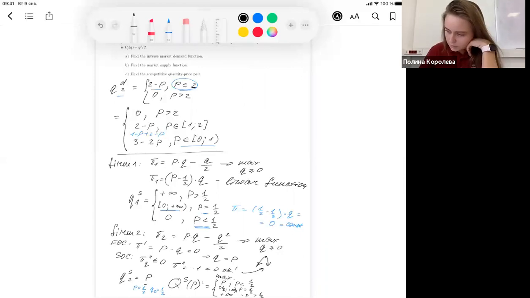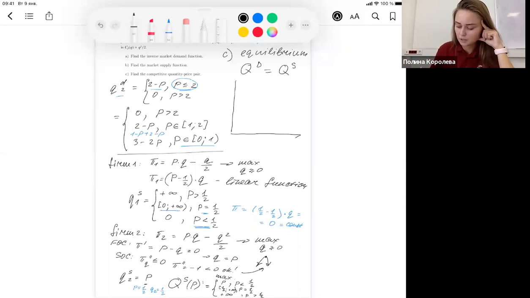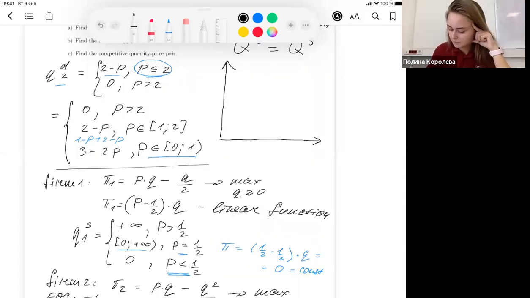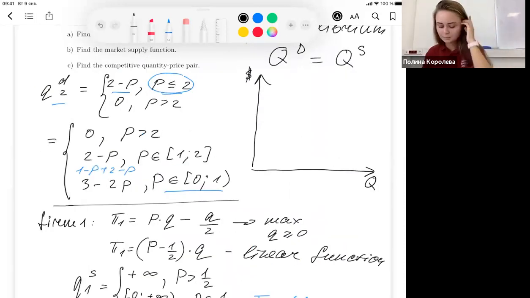So this will be point C, where we should find equilibrium. In an equilibrium situation, we should cross market demand and market supply. So the quantity demanded by all consumers should be equal to the quantity supplied by all firms. Let's do it graphically first, and then analytically. So here will be market quantity, here dollars.